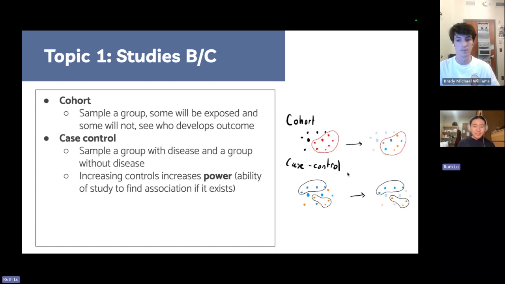In a case control, you start with people that are already either sick or not sick, and then you pick some people who are sick and some people who are well, and then you try to work backwards and figure out why the people who got sick are sick.